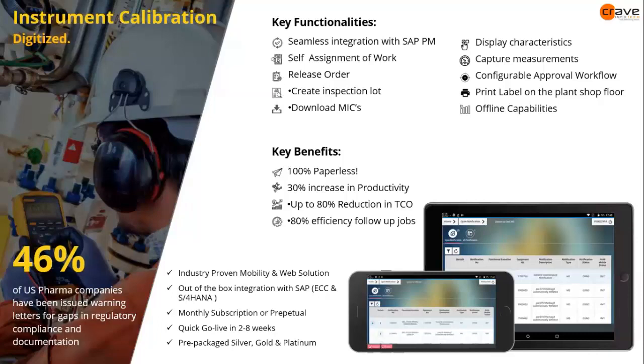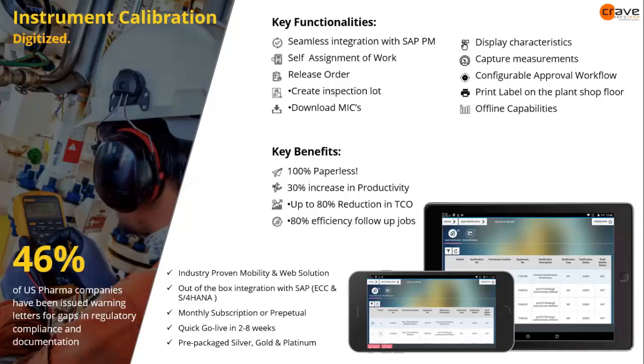So the benefits here, as I mentioned earlier, address the challenges of the marketplace. One is of course 100% paperless activity. You need not maintain any files or papers. Increase in productivity by almost 30%. This is based on our case studies and success stories we have measured. Up to 80% reduction in total cost of ownership, TCO, and 80% efficiency in follow-up jobs. These percentages are based on our earlier implementations and success stories across industries.